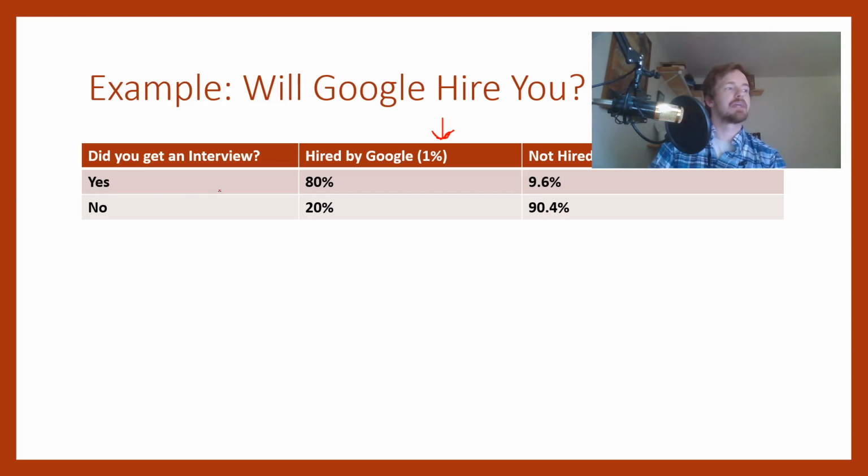Then we're also going to look at this other piece of evidence, which is the likelihoods of getting hired when you do and do not have an interview. Both of these add up to 100, as you can see. The probability that you got an interview and were hired by Google is 80%, versus that you got an interview and were not hired by Google, that overall 9.6% of people did get an interview.